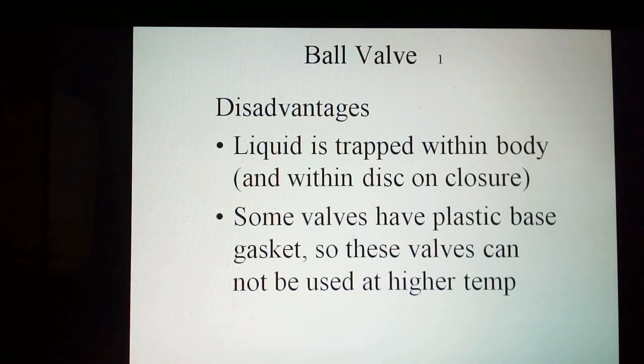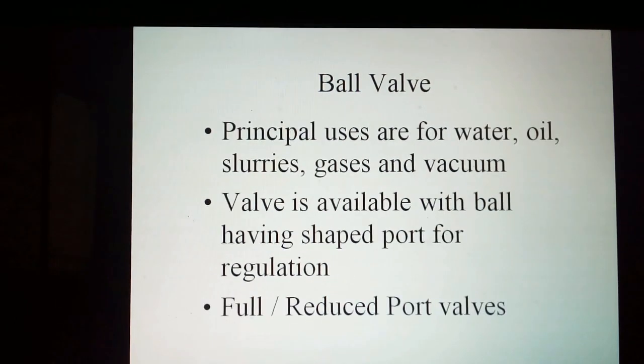The problem is avoided in the single-seat eccentric version, which has the ball slightly offset so that it presses into the seat on closure. Principal uses are for water, oil, slurries, gases, and vacuum. The valve is available with a ball having a shaped port for regulation. It can have full port or reduced port.